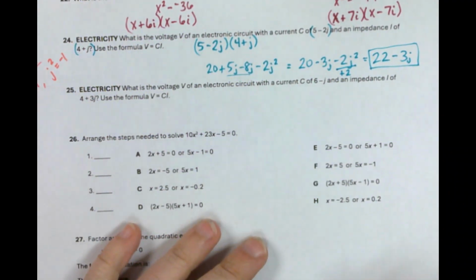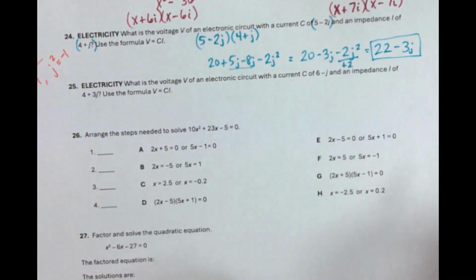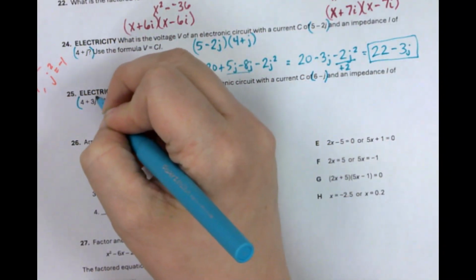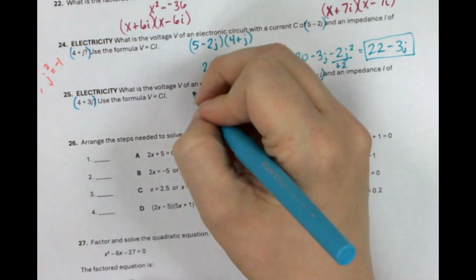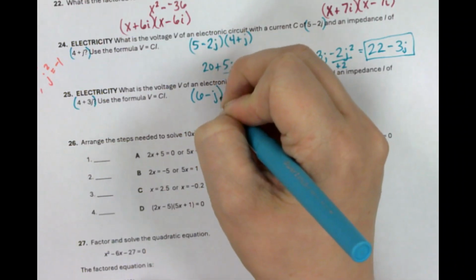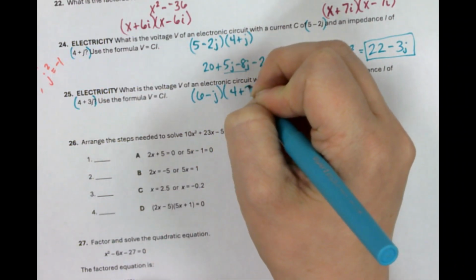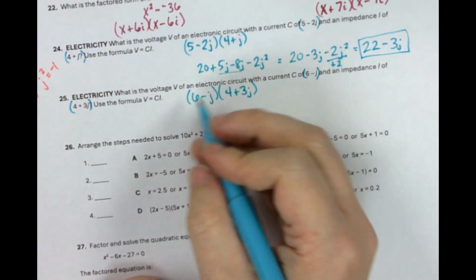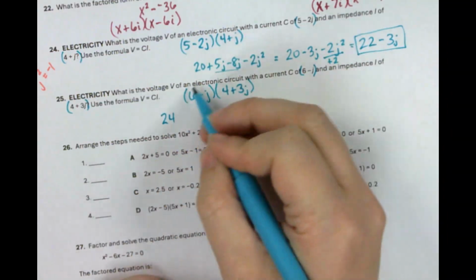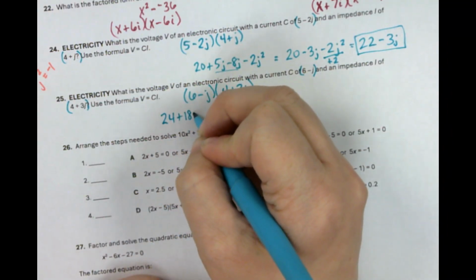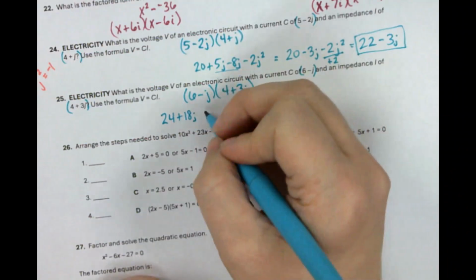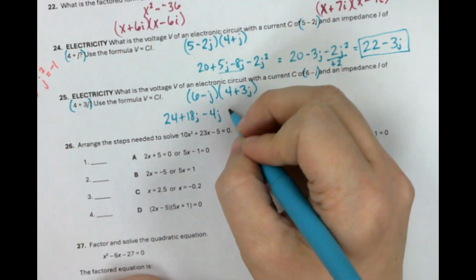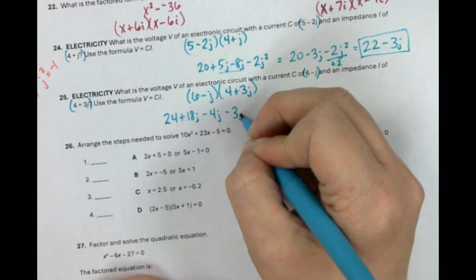What is the voltage? Same exact type of problem. We're going to multiply 6 minus j and 4 plus 3j. So we have 6 minus j, 4 plus 3j, and we are multiplying them, so all the distributing. 6 times 4 is 24, 6 times 3j is 18j, negative j times 4 is negative 4j, negative j times 3j is negative 3j squared.